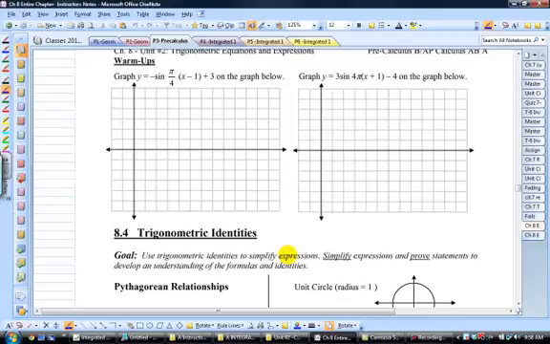We're going to get into section 4 here in pre-calculus and talk about all kinds of trigonometric identities and how to apply them. We'll do some proofs, we'll simplify some expressions, we'll learn how to use these formulas and identities. Before we do though, let's review what we did yesterday in the previous lesson.